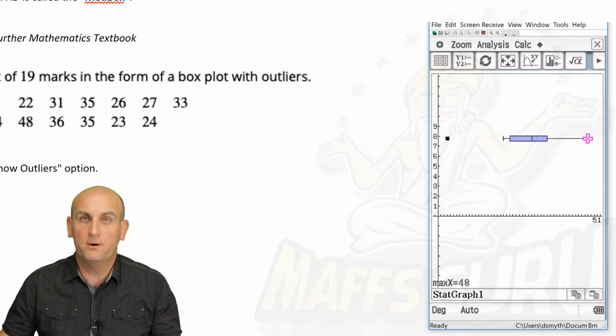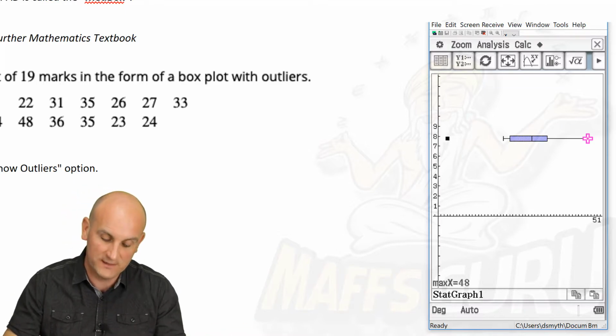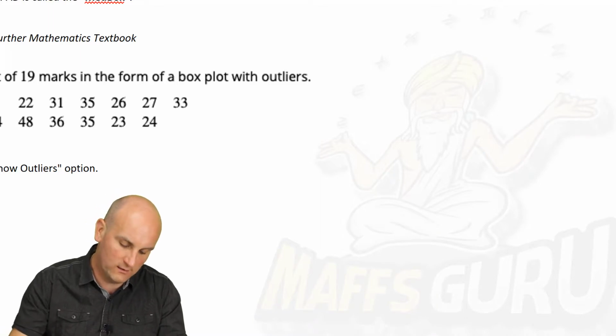So drawing box plots on this CAS is so simple, it is just awesome, yeah? But as I say, don't forget to tick the box that says show outliers.